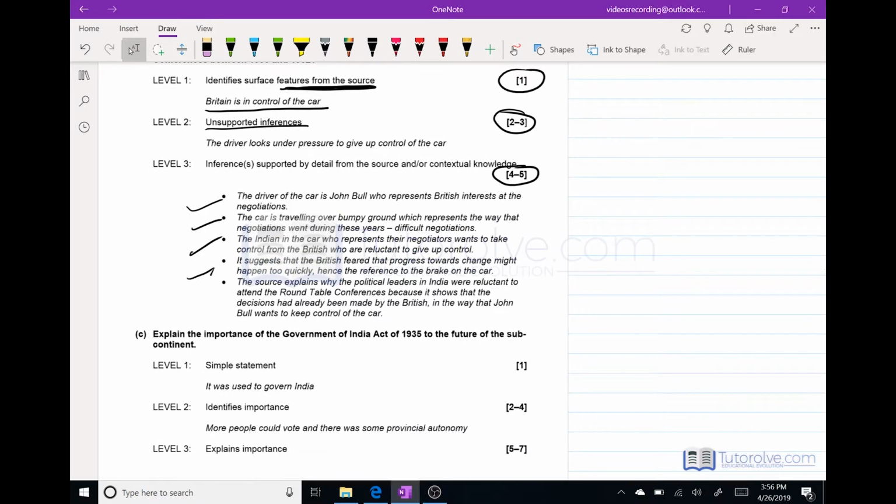And the final analysis can be around the fact that the source explains the political leaders in India were reluctant to attend because it shows that the decision had already been made by the British. So a lot of people, especially at the end, really thought that it was a useless and futile attempt to enter into an agreement.